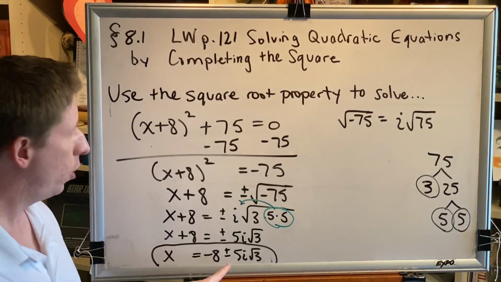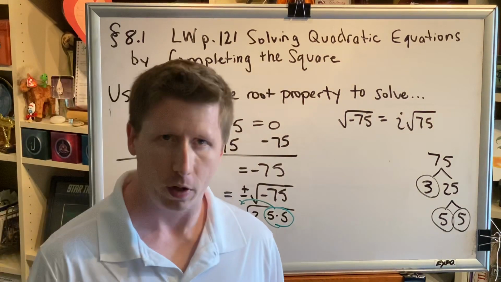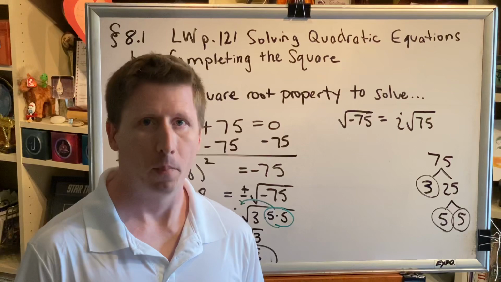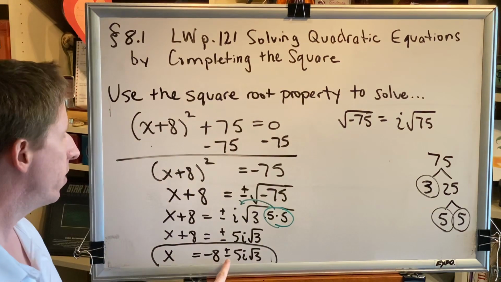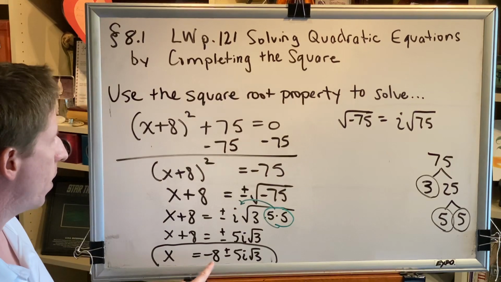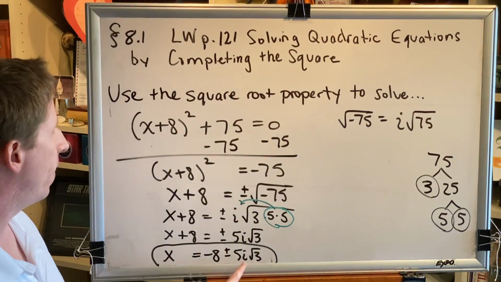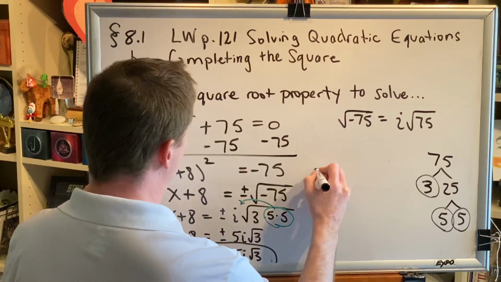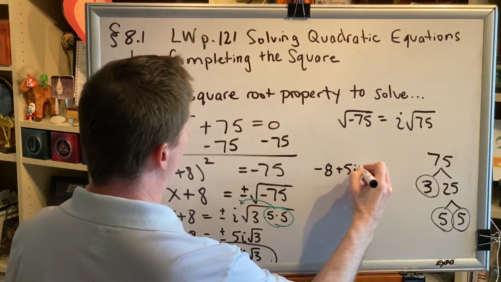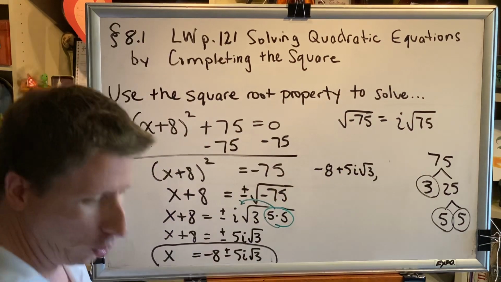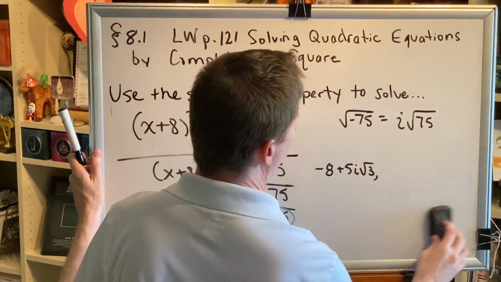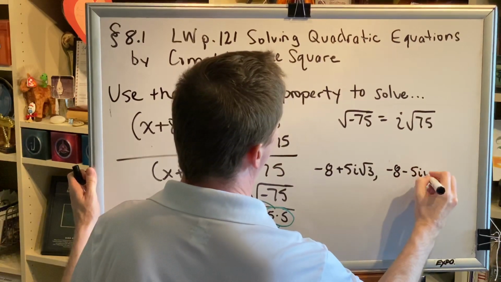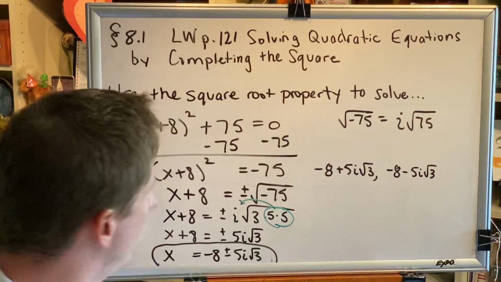Now, if you're new to using the plus or minus symbol, here's some advice for you. The plus or minus symbol should be treated just like a plus or just like a minus, because it's literally both symbols at the same time. A plus or minus is indicative of two different numbers. The first number is negative 8 plus 5i root 3, and the second number is negative 8 minus 5i root 3. You could write them that way, separated by a comma if you wanted. Negative 8 plus 5i root 3 is our first solution to this equation. And negative 8 minus 5i root 3 is the second solution to this equation.